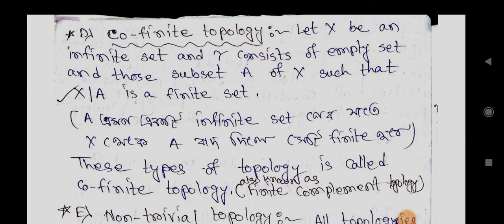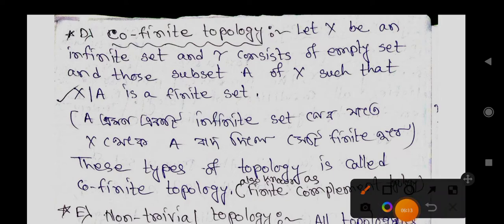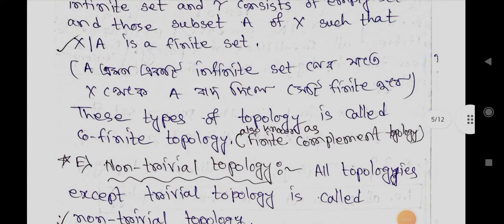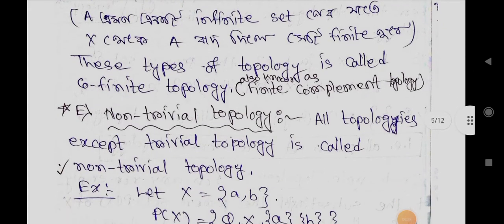Number 4, co-finite topology. Let X be an infinite set and tau consist of the empty set and those subsets A of X such that X minus A is a finite set. This type of topology is known as co-finite topology, also known as finite complement topology.